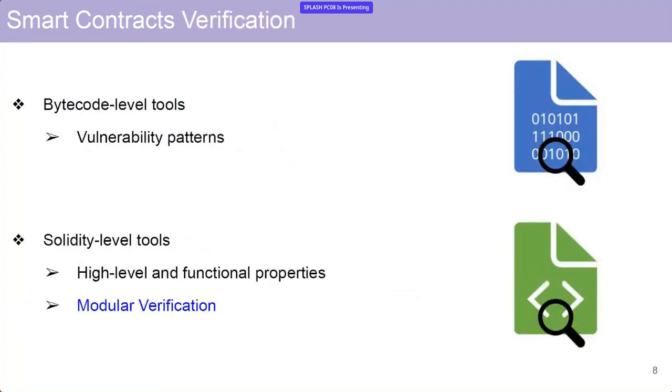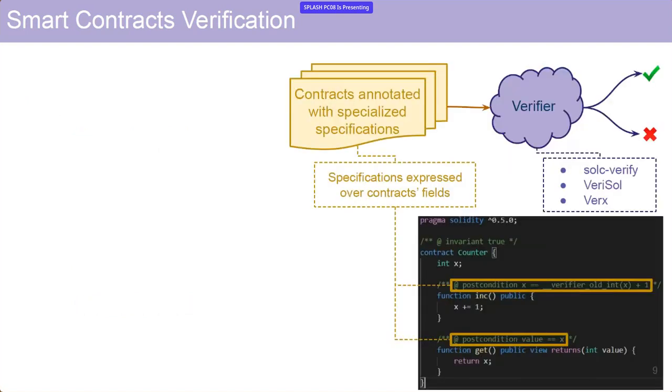We can distinguish between two types of verification that we can do to prevent bugs. First, bytecode level analysis, where we can specify certain vulnerability patterns and look for them. And there is also high level verification, at the level of a programming language like Solidity, where we can analyze functional properties and we can do modular verification. In our work, we focus on high level verification.